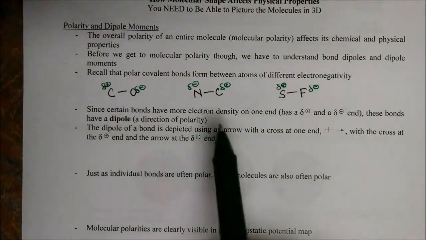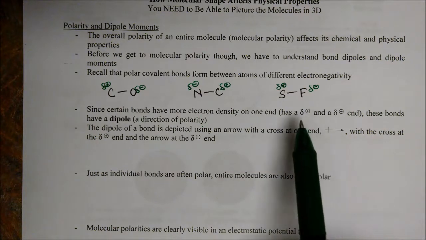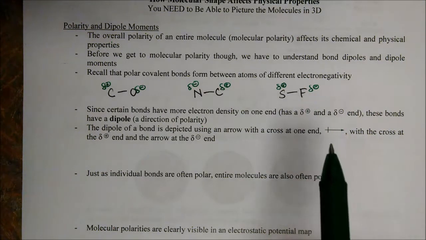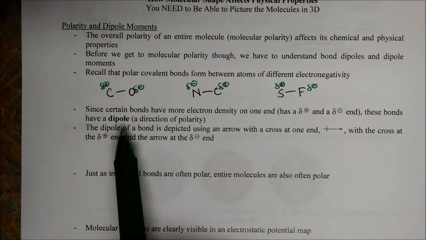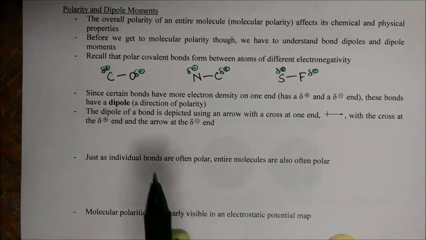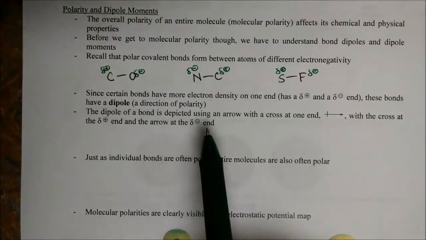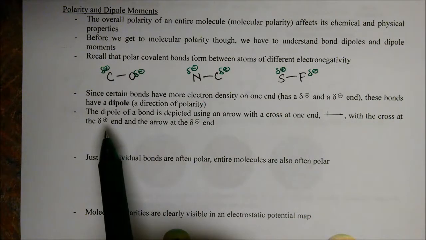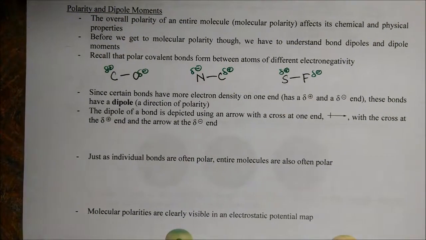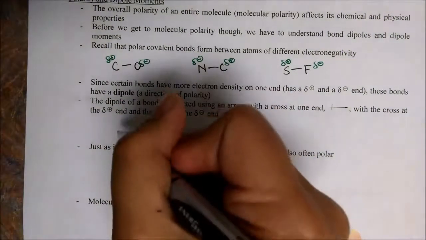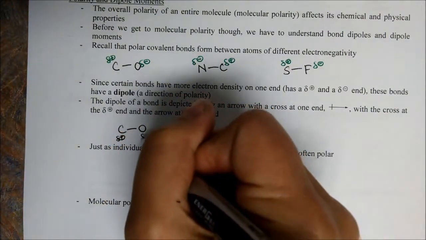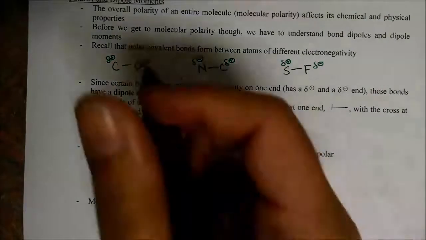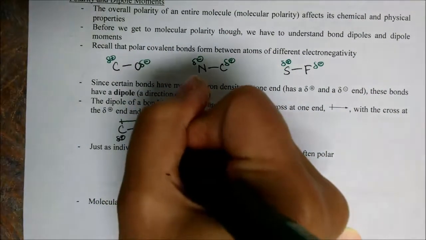And so, since we have more electron density on one end, as we've drawn, the partial negative is on one end, so it's pulling more electron density. These bonds have a dipole, okay? So we call this a dipole, and it's just really a direction of polarity. So the dipole of a bond is depicted using an arrow with a cross at one end, and the cross goes over the plus portion, the partially positive end, and then the arrow at the partially negative end. So for that carbon-oxygen bond that I just drew, it was partially positive over here and partially negative over here. So we would draw the bond dipole arrow like this.